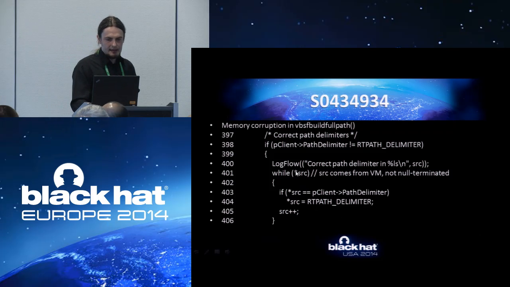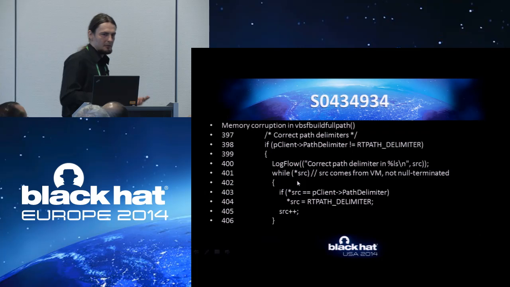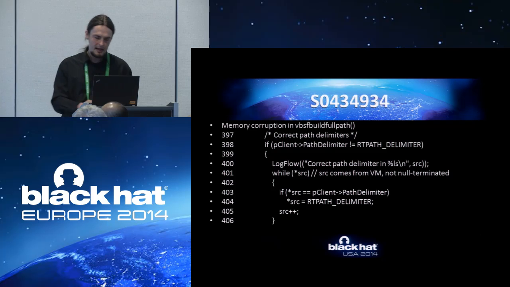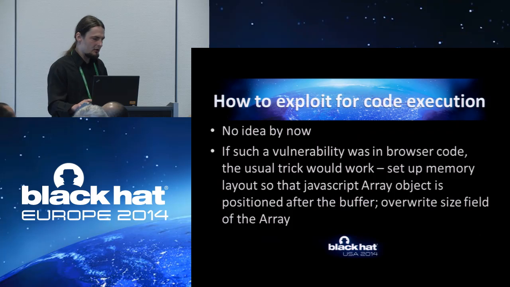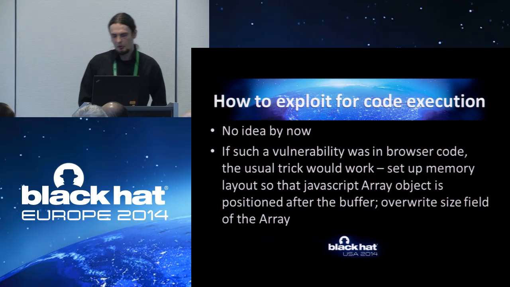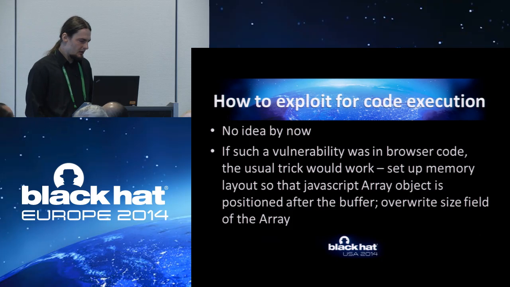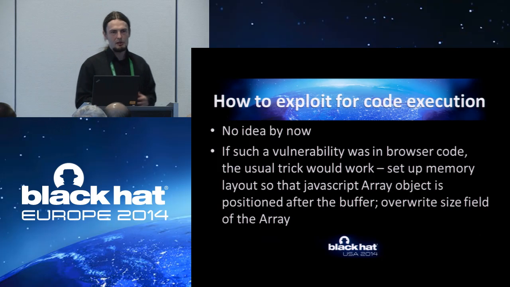And it does that until it sees a terminating null. And again, because there is no null termination, the VM can send a string that is not null terminated, which means that the hypervisor will overwrite memory after the buffer, right? So again, memory corruption. This is a very limited memory corruption, and I don't know how to actually exploit it in the case of VBox. It doesn't mean it's impossible. Again, in comparison, if such a vulnerability was in browser code, its exploitation would be really routine, right?